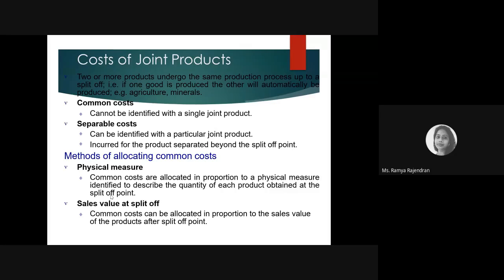So to calculate the cost of these joint products, what should we do? Okay, so let's see this method here. First we have the common cost. This cannot be identified separately, because it is the same product.